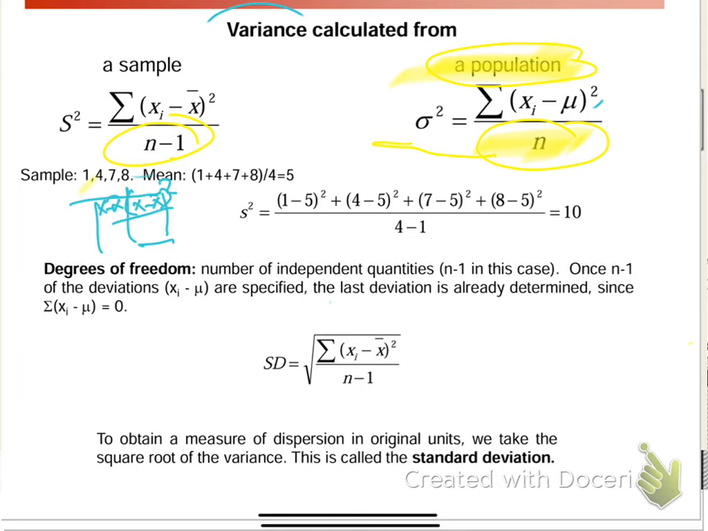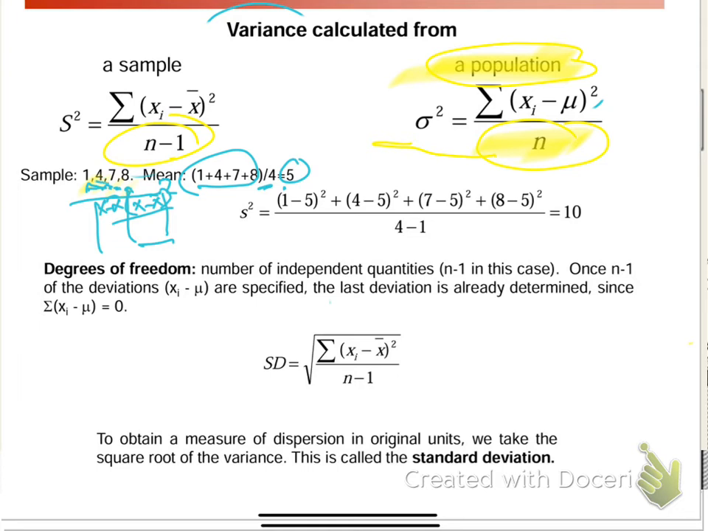So I have 1, 4, 7, and 8. The mean: 1 plus 4 plus 7 plus 8, divided by the number of them, 1, 2, 3, 4, so divided by 4. That equals 20 divided by 4, which equals 5. So this is the mean. My mean or average is 5.